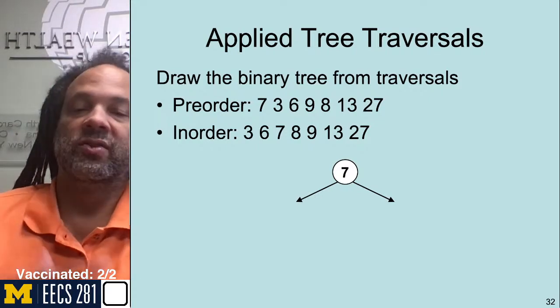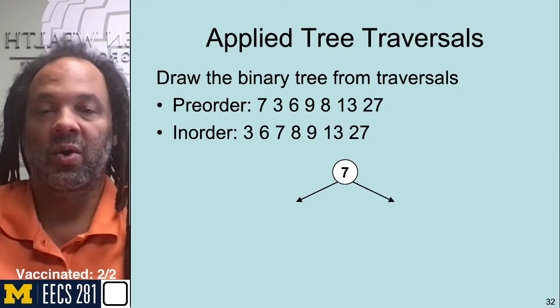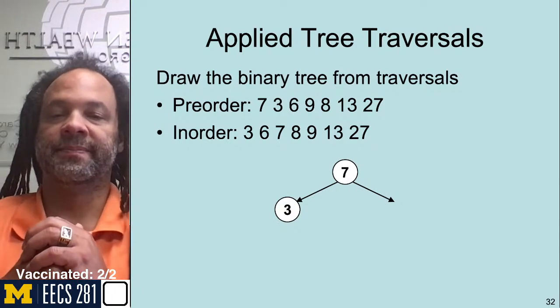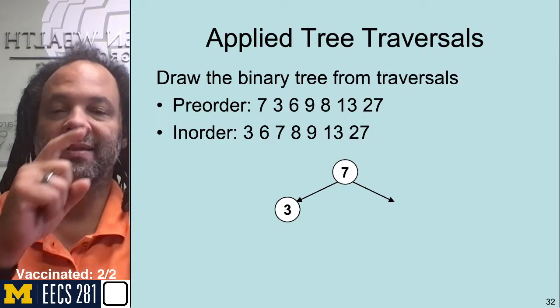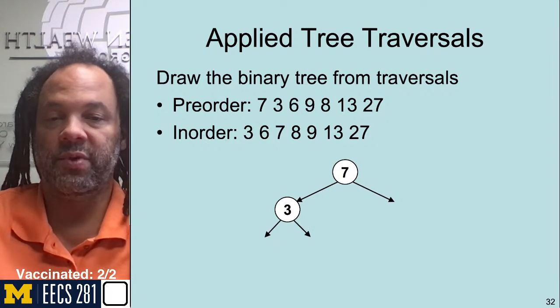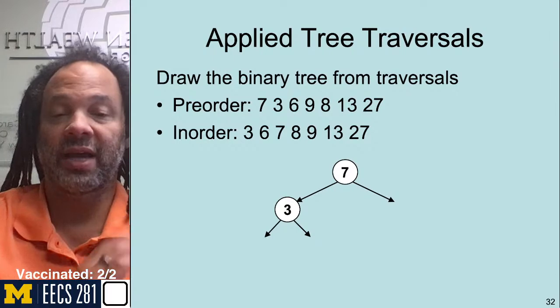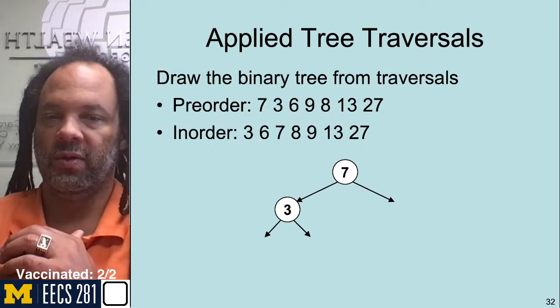I see that there's some children of 7 in its left side. And so that 3 being one of them needs to show up over here. All right, working my way through the pre-order traversal, up next is 6. And you'll see that I could put that 6 as the left child of 3. I could put that 6 as the right child of 3. I could put that 6 as the right child of 7 and still satisfy the pre-order traversal.